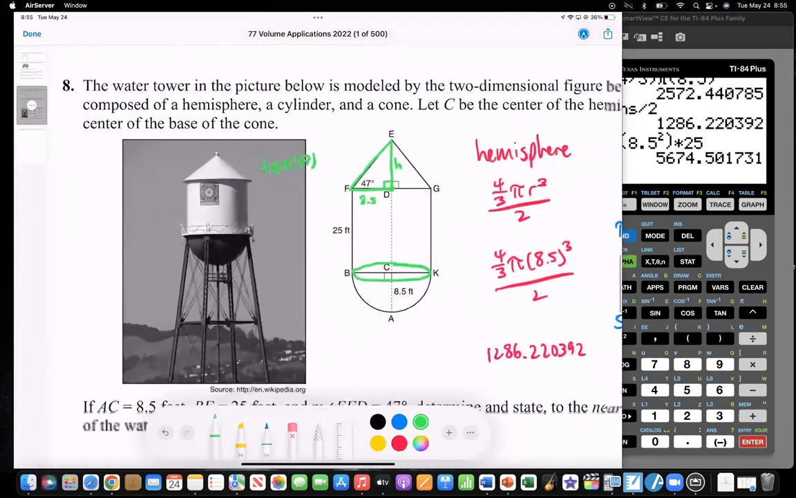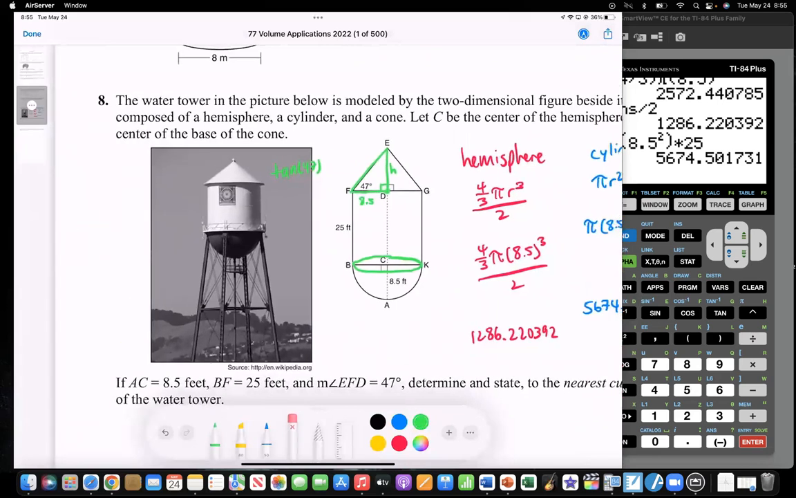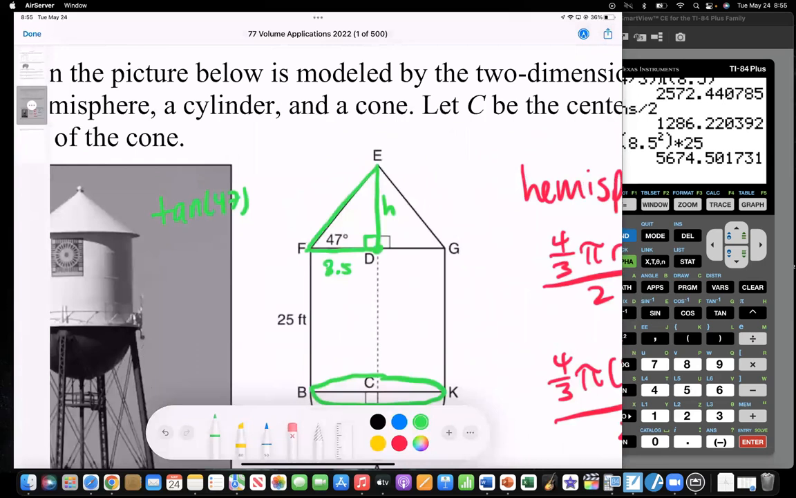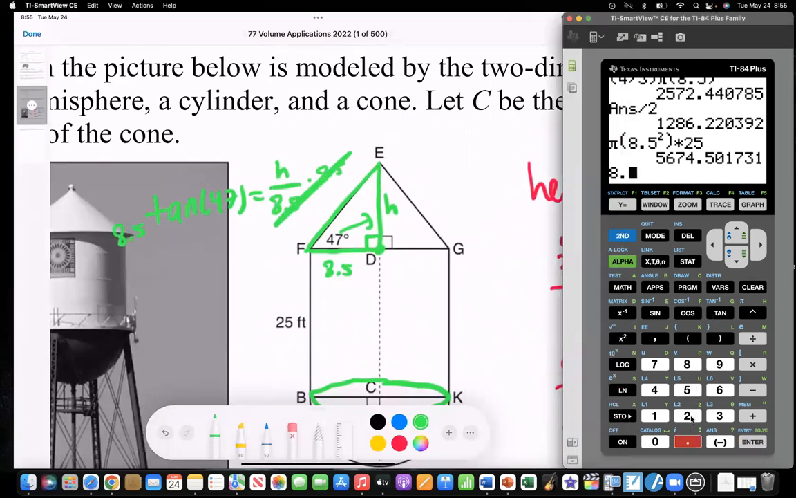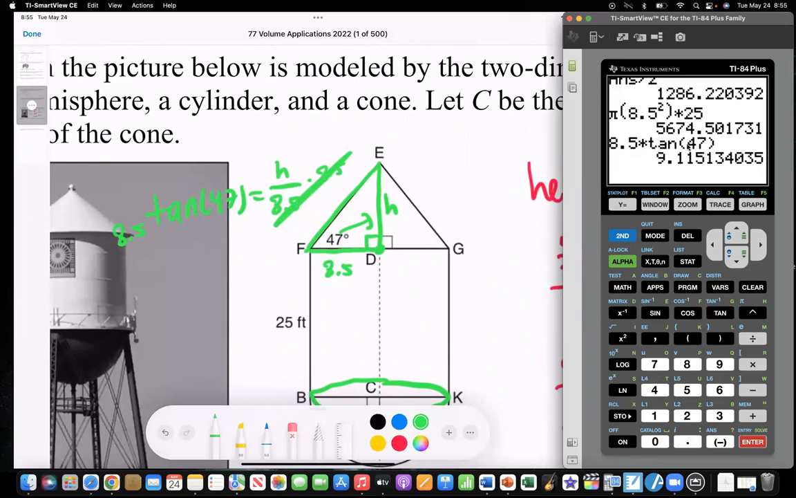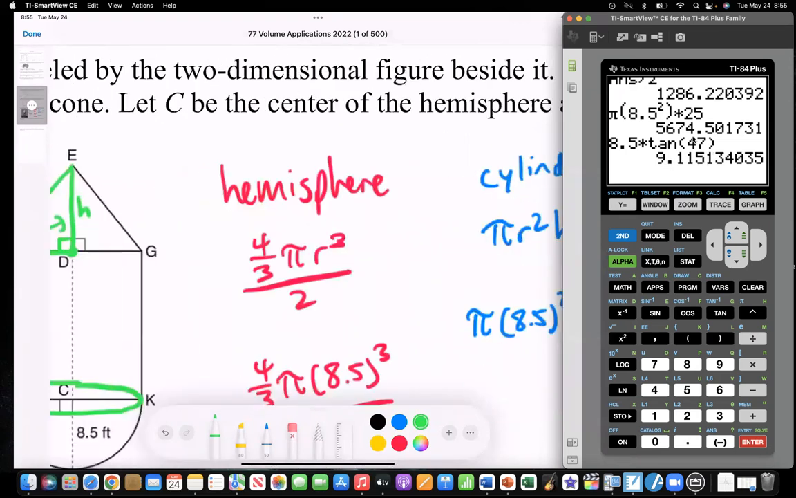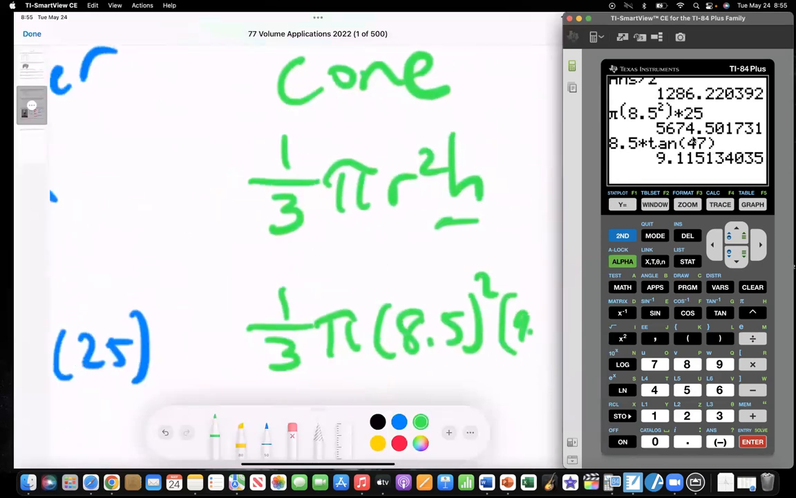On your paper, don't do it here, but you could write the work somewhere else on the paper where there's room. So opposite over adjacent, opposite is the H and the 8.5 is my adjacent. If I want to solve for H here, I can simply multiply both sides by 8.5. So I could do 8.5 times the tan of 47. It looks like we're going to get about 9.115. So that's going to be my height, which I can now plug in. I'm going to keep the full decimal.